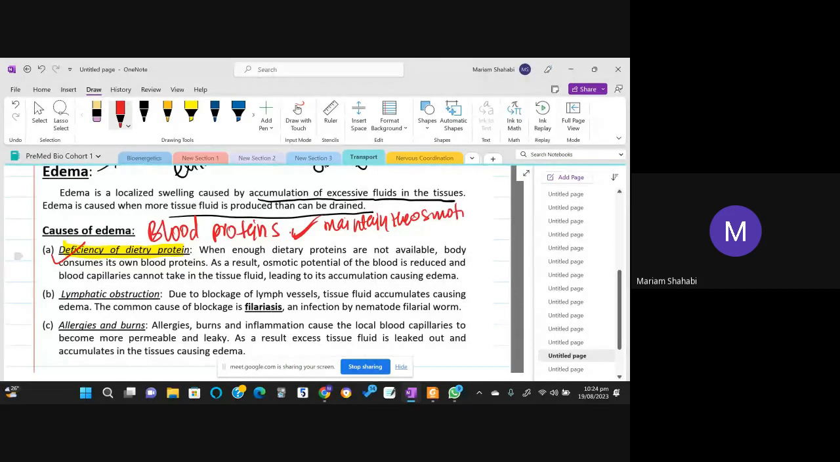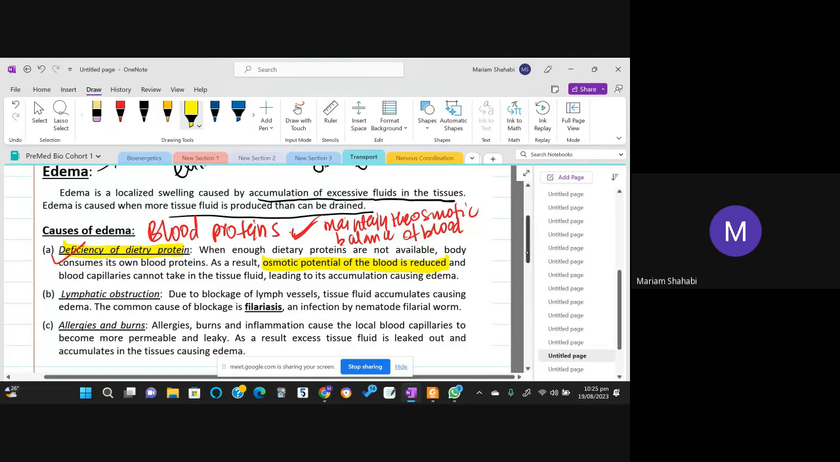Blood proteins are essential to maintain the osmotic balance of blood. Okay, and how they do this you do not need to know. Just know कि blood proteins are essential to maintain the osmotic balance of blood. इनकी ज़रूरत है हमें. ब्लड को ठीक रखने के लिए ब्लड प्रोटीन्स की ज़रूरत है. जब डाइटरी प्रोटीन्स नहीं होते तो ब्लड अपने ब्लड प्रोटीन्स को भी कंज्यूम करना शुरू हो जाएगा. As a result, osmotic potential of the blood is reduced.